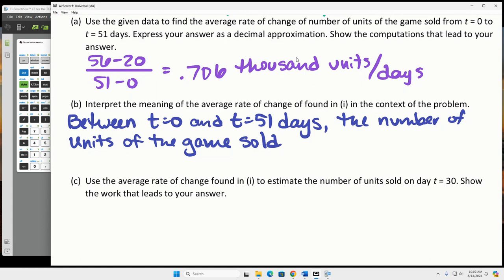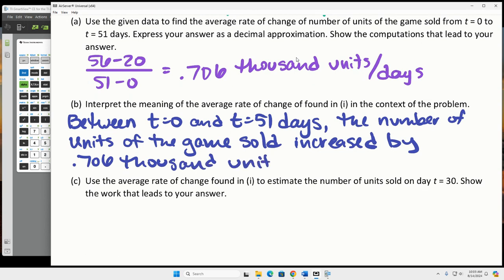Would you say that the number of units is increasing or decreasing? Increasing. Why is it increasing? You're right. It's going up. But why is it going up and not going down? It's not a negative. Good, it's not a negative. So positive means increasing. So the number of games sold increased by 0.706 thousand. Why do I want to spell thousand? Units each day. Or you could say per day, it doesn't matter.